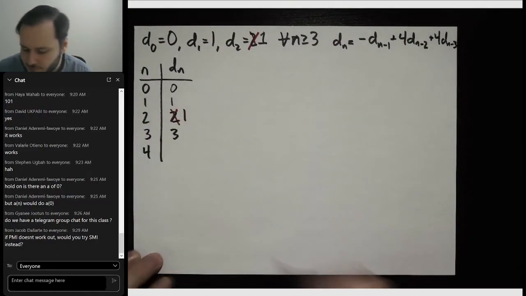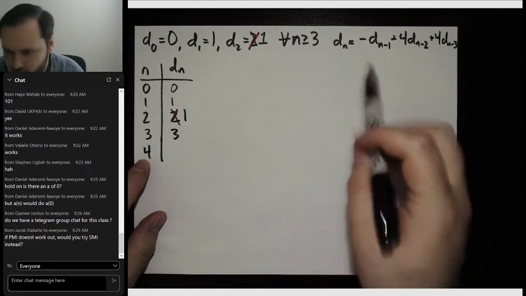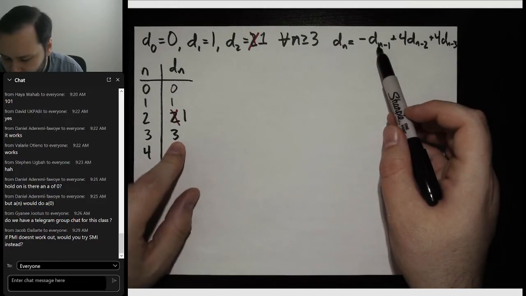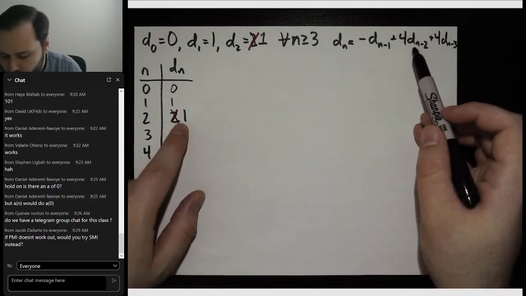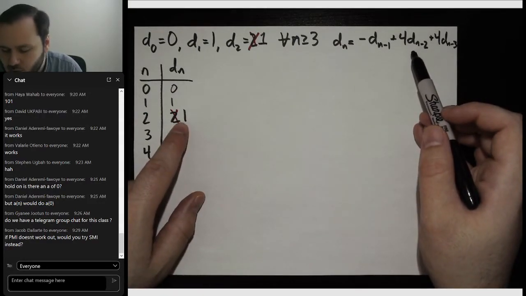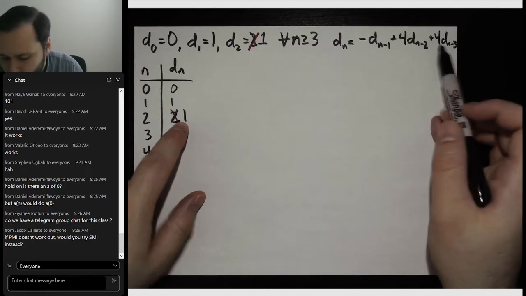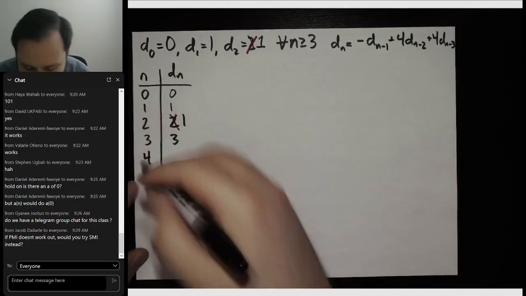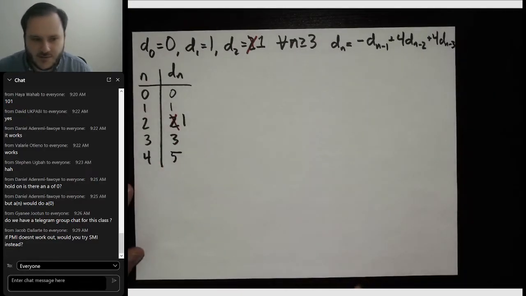If I plug in 4, d sub 4 is negative my last value, minus 3, plus 4 times the value before that. Negative 3 plus 4 is 1. Plus 4 times the value before that. 4 times 1 is 4. 1 plus 4 is 5. So I plug in 4, I get out 5.